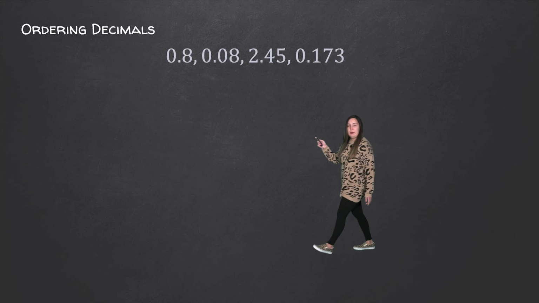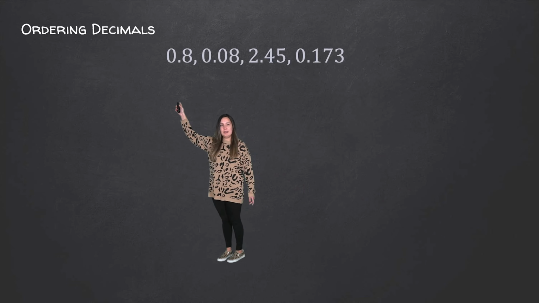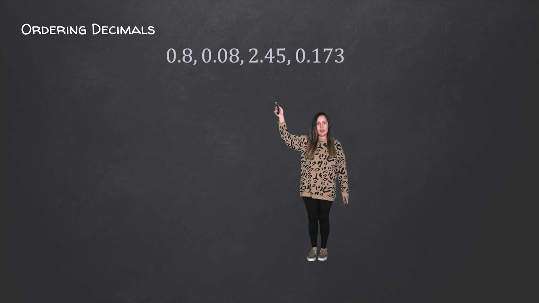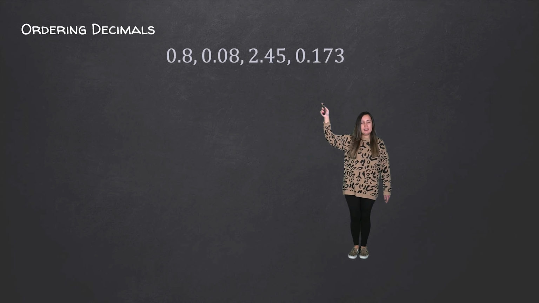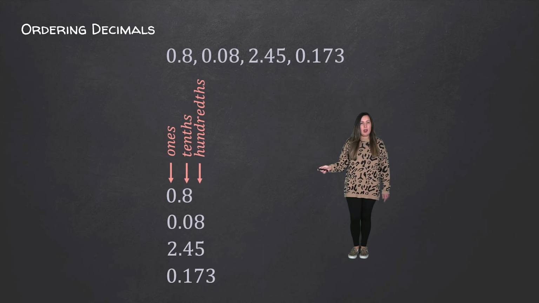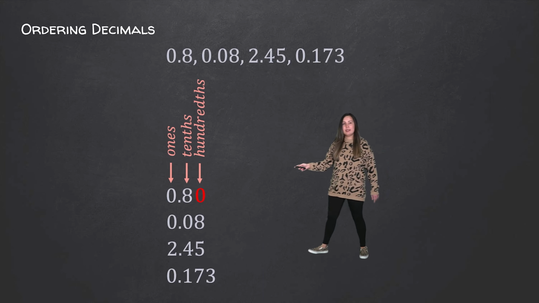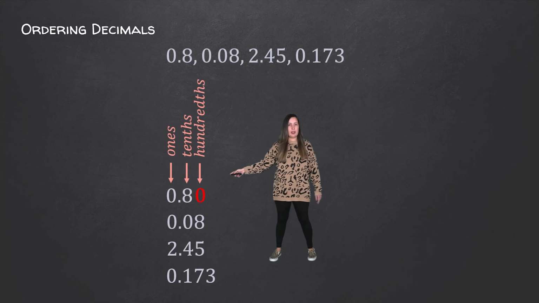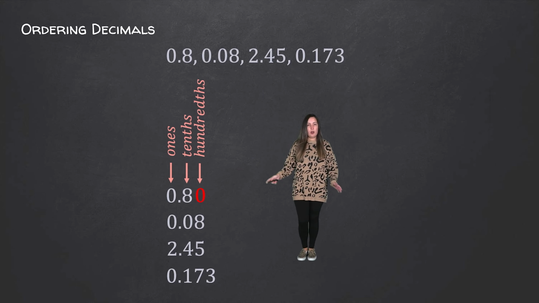So here we have another example. We have 8/10, we have 8 hundredths, we have 2 and 45 hundredths, and we have 173 thousandths. So we're going to line them up by place value, and that automatically makes the decimal points line up. So here we have our ones place, our tenths place, our hundredths place, and notice how 8/10 doesn't have a digit in the hundredths place, so we're just going to put a 0 there as a place value holder to ensure that all numbers have the same number of digits after the decimal point.